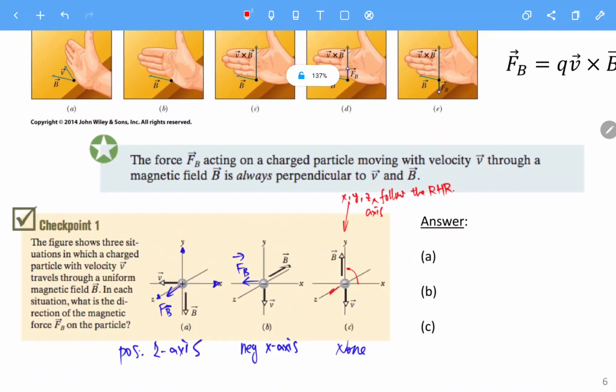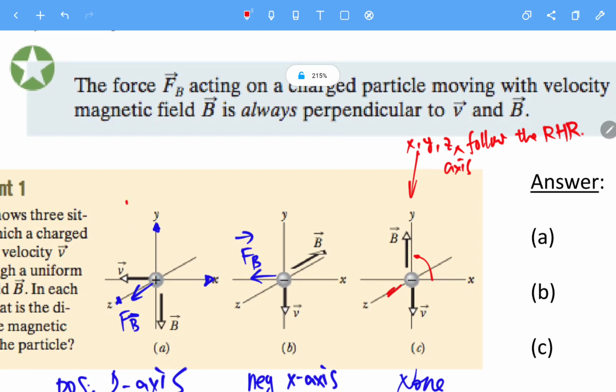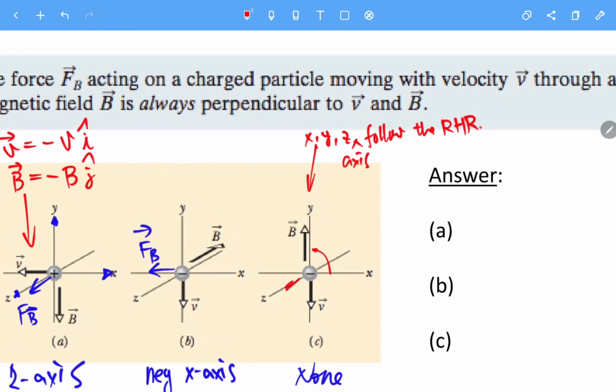If we use the unit vector notation for this question, we don't need to use the right hand rule anymore. v should be negative v times i hat. This is the negative x-axis, so we make v a positive value and multiply by a negative i hat, so that v points to the negative x-axis. Here B points to the negative y-axis, so it is negative B times j hat.